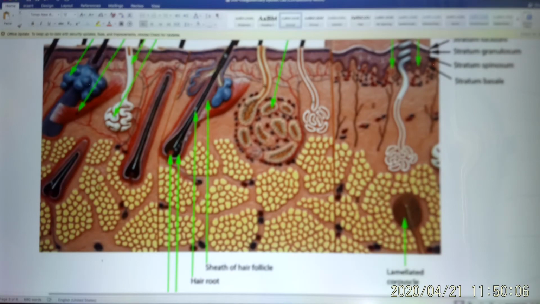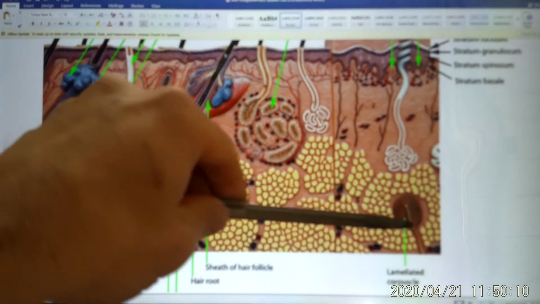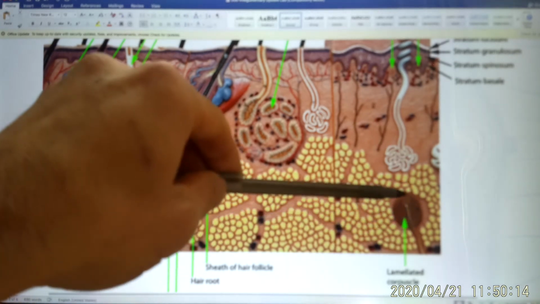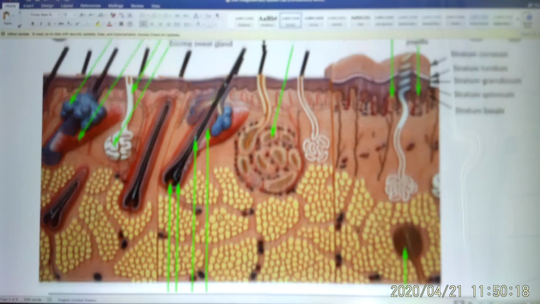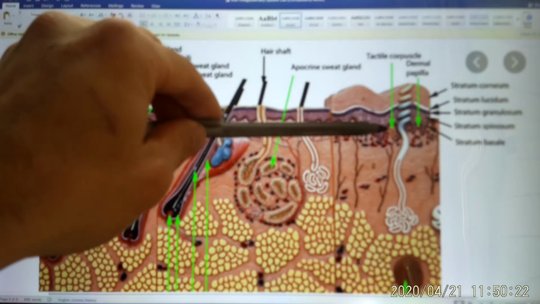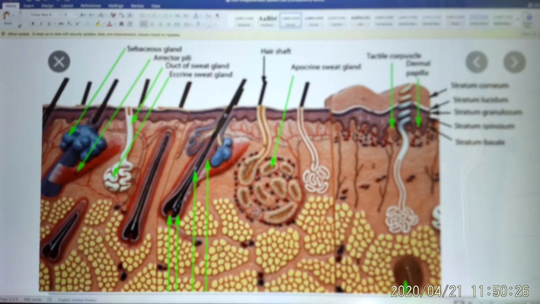And let's look at 2 sensors. This one is called the Pacinian capsule. The Pacinian capsule is the pressure sensor. It's usually deeper. And that's the touch sensor. The tactile capsule is the touch sensor.